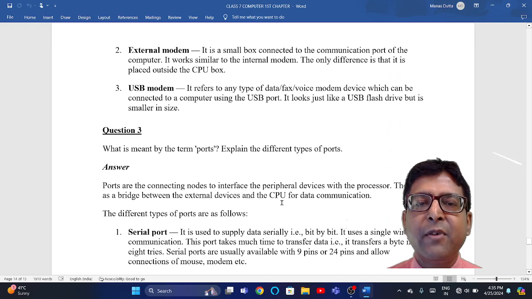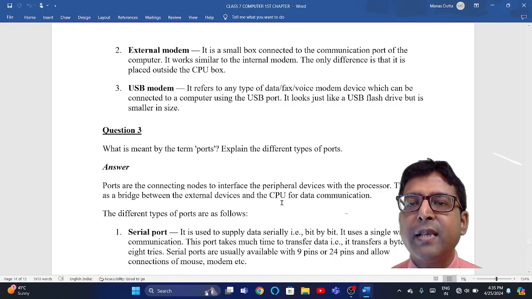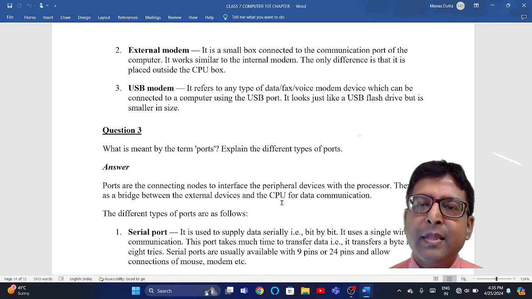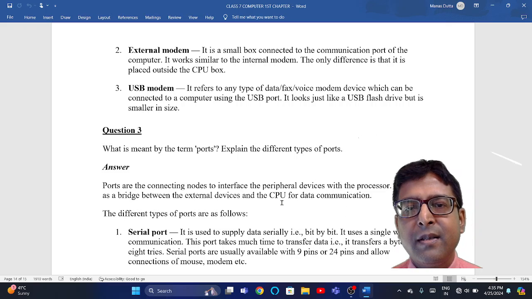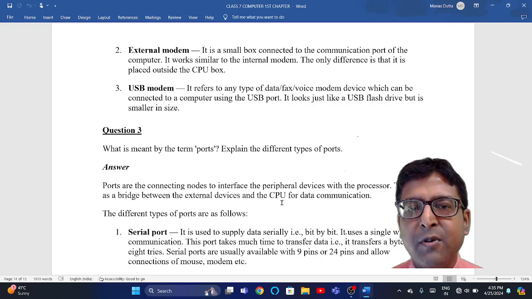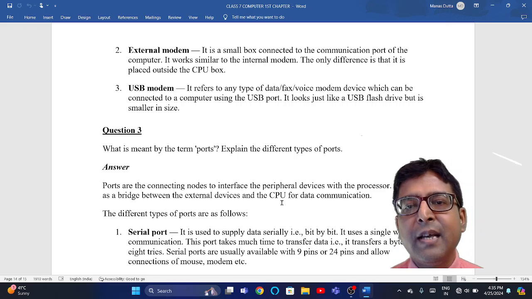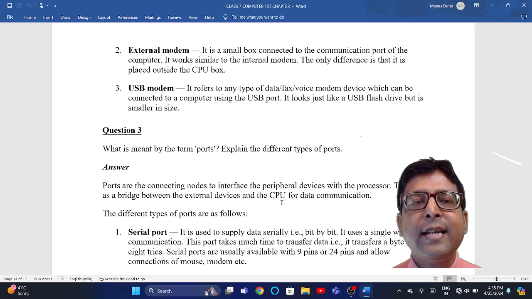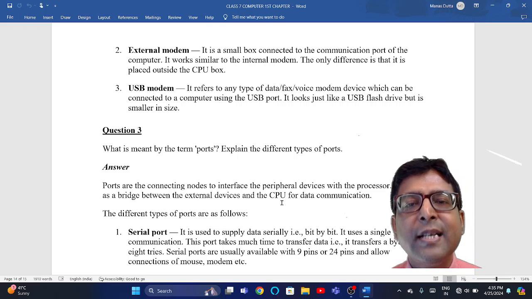Next, external modem. It is a small box connected to the communication port of the computer. A modem that is outside of a computer is called an external modem. It works similar to the internal modem. The only difference is that it is placed outside the CPU box.